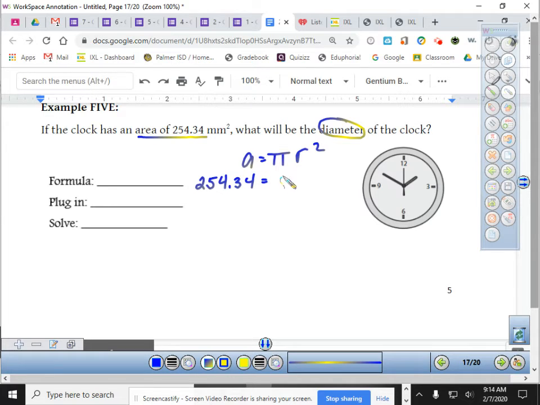What are we going to use for pi? 3.14. The next step? Divided by 3.14. Why don't you write instead of just talk? Huh? You heard me. I need some room to do some math.